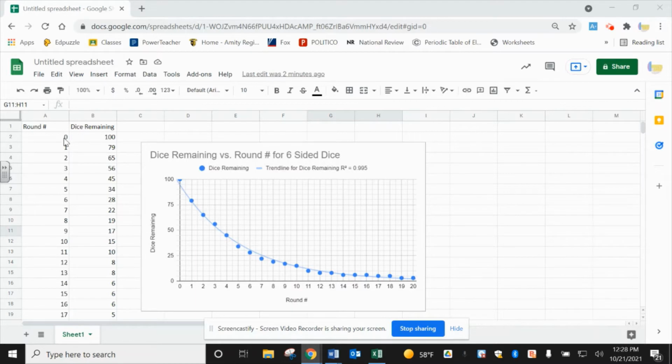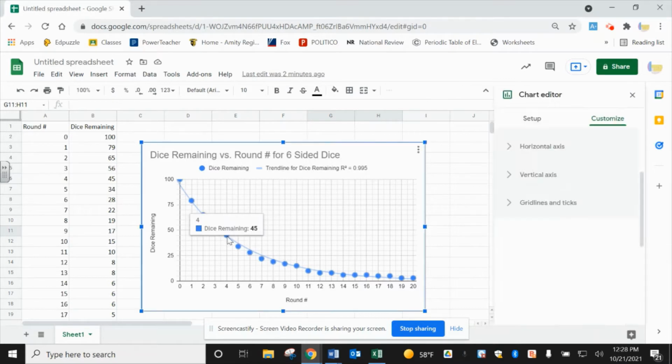The directions do say to include a point for 0 rounds with 100 dice remaining, which is not in your data table, but we want to include that just so we have an extra data point. You're going to insert a scatter plot, and you're going to get something that looks like this.